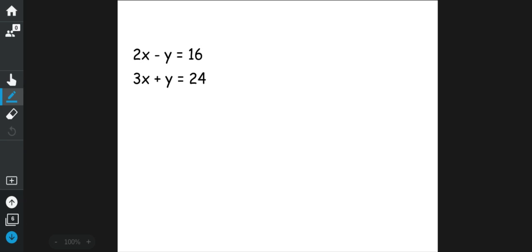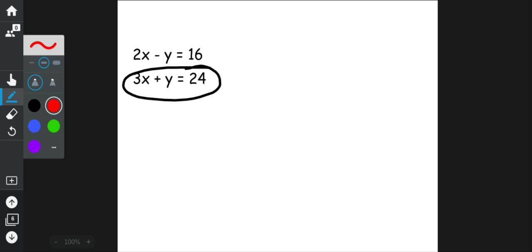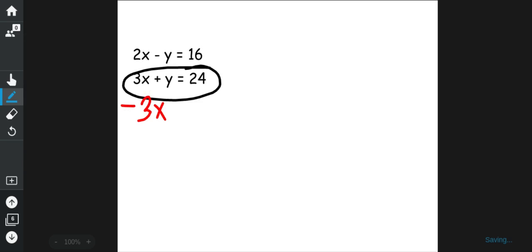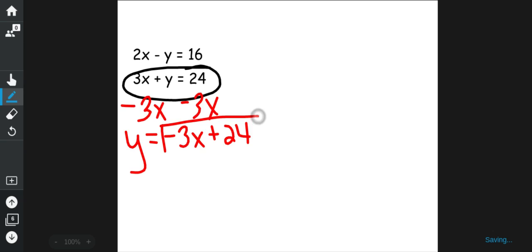Okay. 2x minus y equals 16. 3x plus y equals 24. So now none of them are solved for y, so we have to do that. So we're going to solve this bottom one for y. I'm going to subtract 3x from both sides, and I get that y is equal to negative 3x plus 24. So now I have something to replace y with in the top.